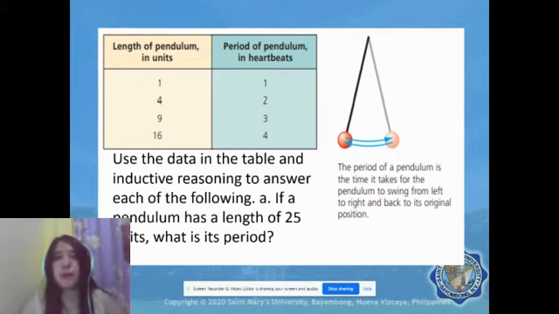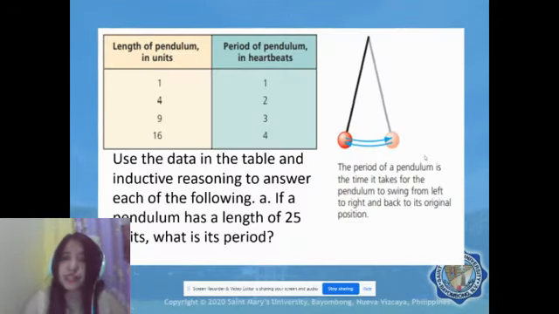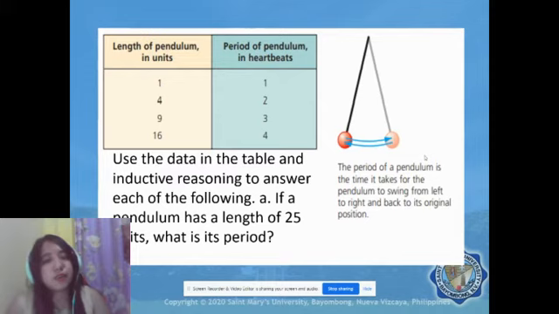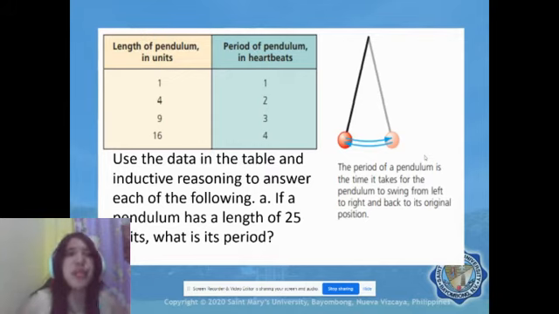So this is how the pendulum looks like. The period of a pendulum is the time it takes for a pendulum to swing from left to right and back to its original position. So the method used is again inductive reasoning, because we analyze it by specific parts first before we conclude that the answer for the question is the period is 5.